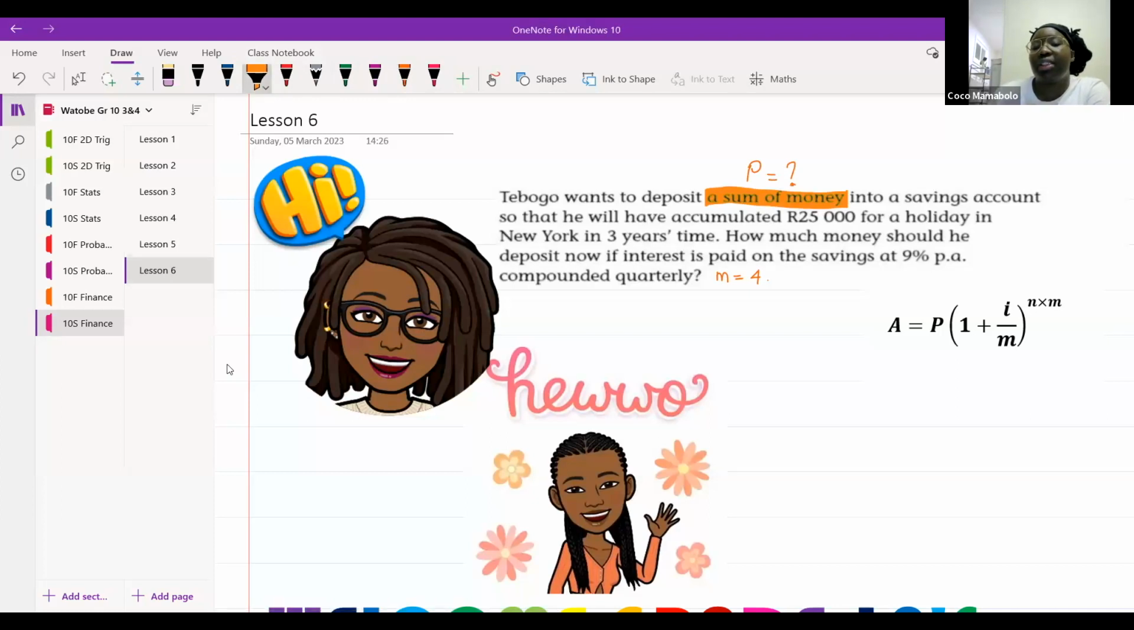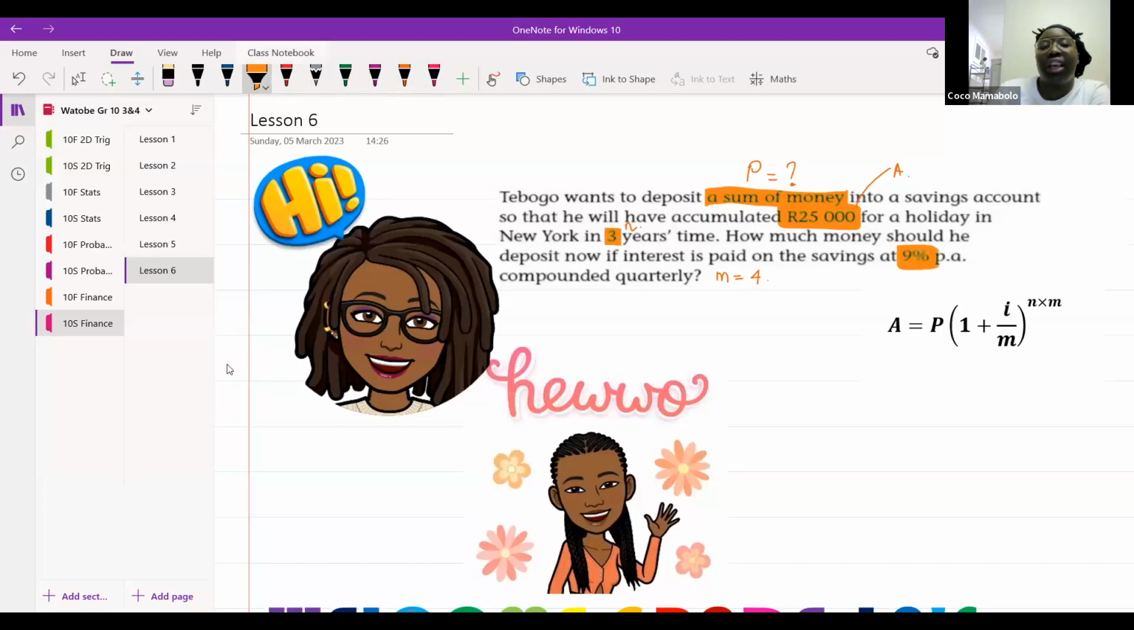It says he wants to deposit the sum of money into the savings account that he will have accumulated 25,000 Rand. What does this make this 25,000 Rand over here? Hello, Moiketsi. This 25,000 Rand then becomes our A value. That is our A value. Good. And so that's it. For a holiday in New York in 3 years' time. That means our N. How much should he deposit now if interest is paid on savings at 9% per annum compounded quarterly?